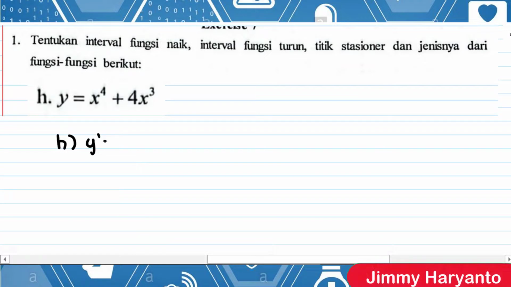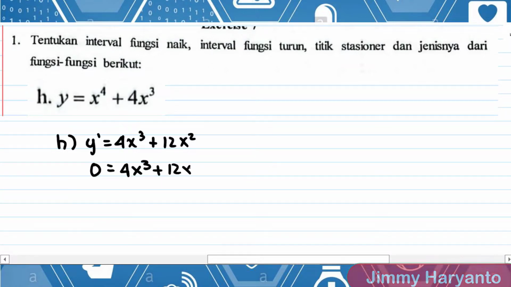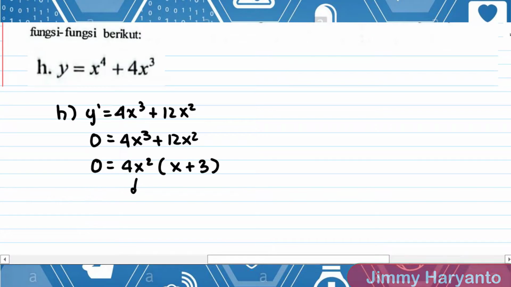So y accent equals to 4x cubed plus 12x squared. Yeah, and then we have to find the roots, the value of x, by making the y accent equal to 0. 0 equals to 4x cubed plus 12x squared, and then 0 equals to, you can factorize the 4x squared to the front. You will have x plus 3. So from this one, you will have x equals to 0. From this one, x equals to negative 3.